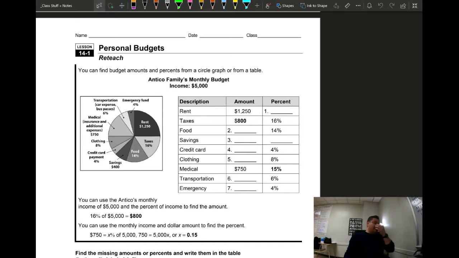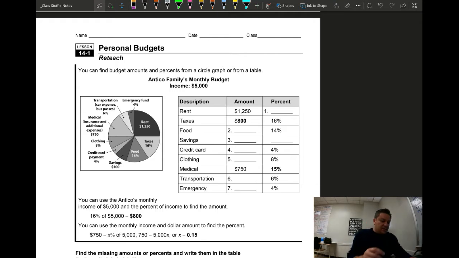So let's say that you have a job, and in this case it says you can find the budget amounts and percents from circle graphs or a table, okay? So we're gonna be using percentages, and like I told you before, every time you have a percent, all you have to do is convert to decimal and multiply. And that's exactly what we're going to be doing over here, okay?